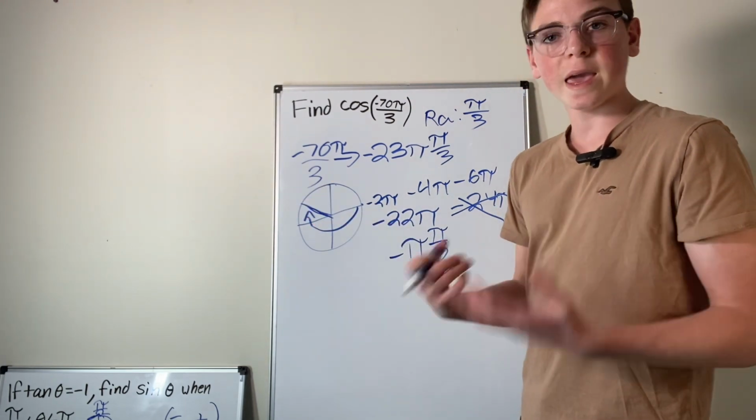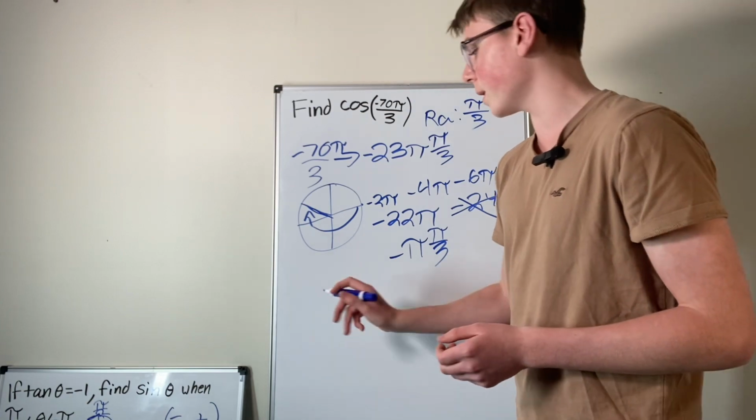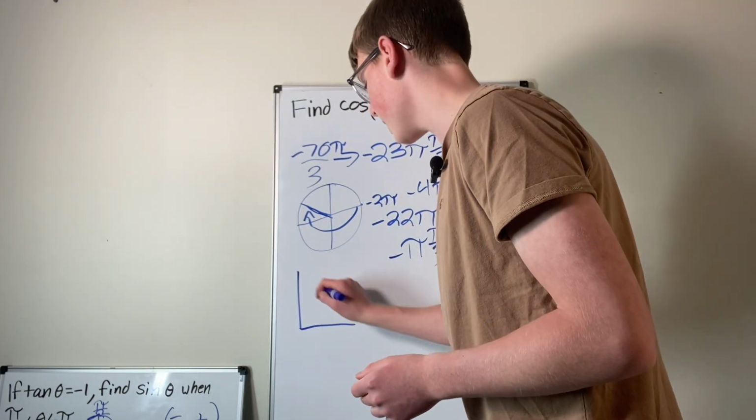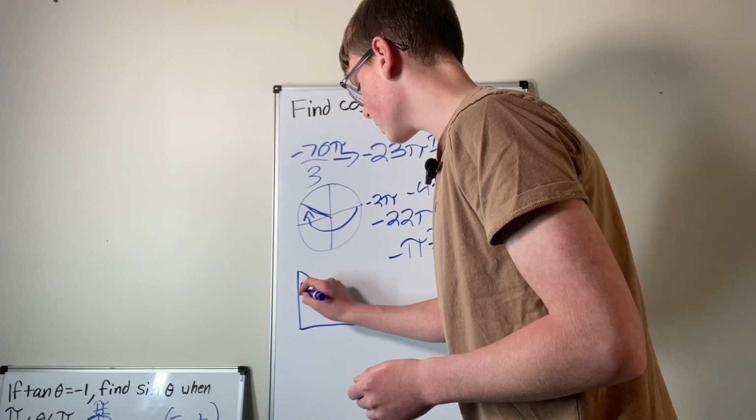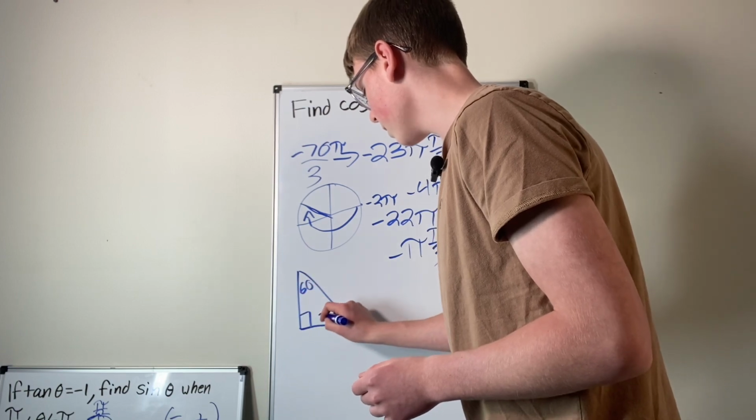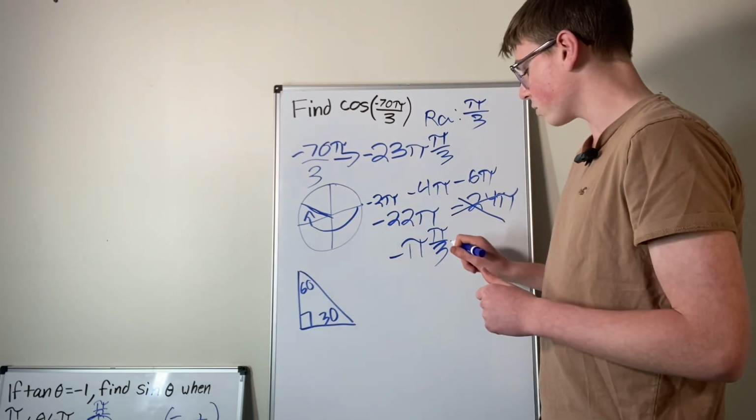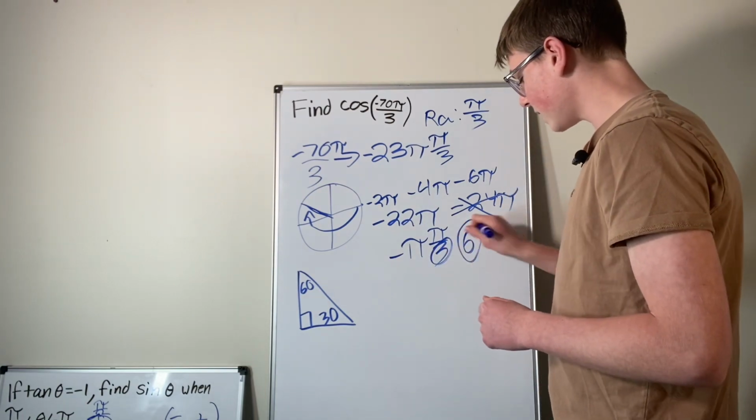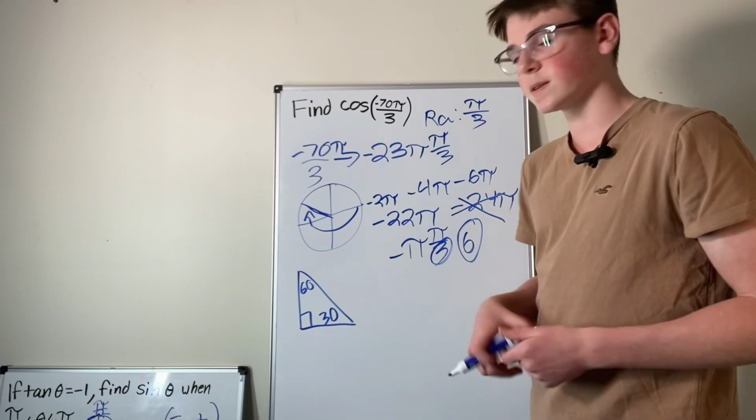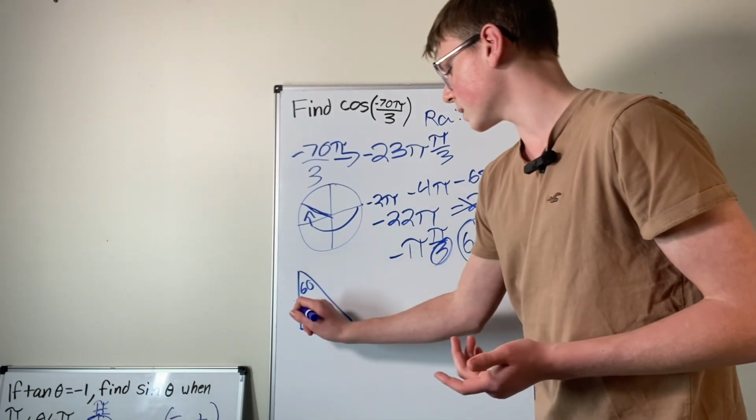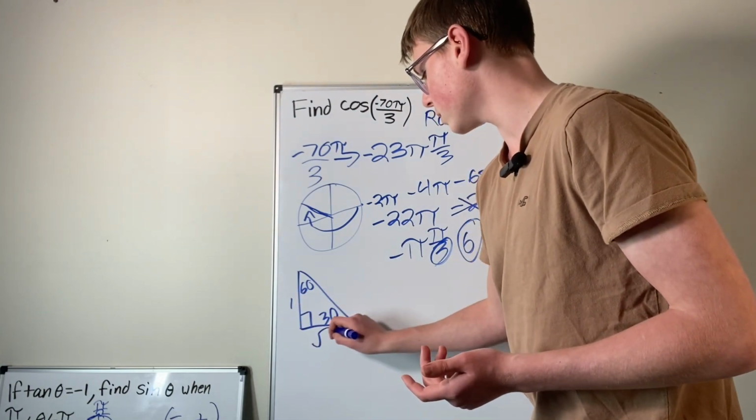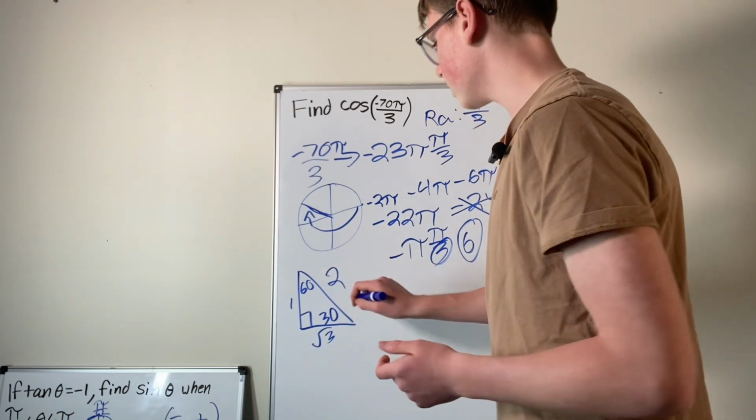Now, what angle does pi over 3 create? Well, what triangle are we making? Well, since it's pi over 3, we have to go with a 30, 60, 90 triangle. Get it? Because this 3 has to be with a 6. And if this was a pi over 6, it has to be with a 3. Now, this is 1, root 3, 2.